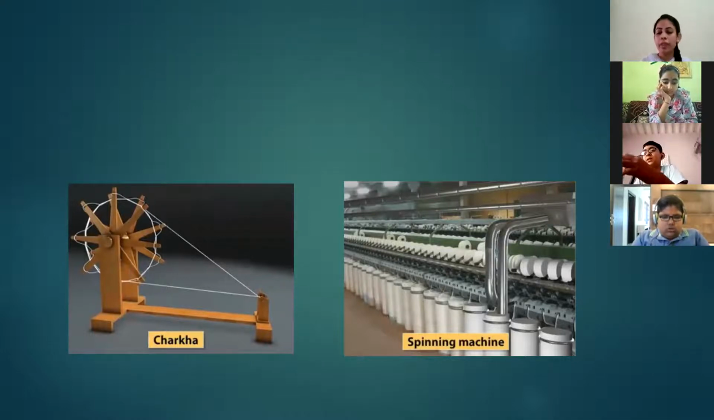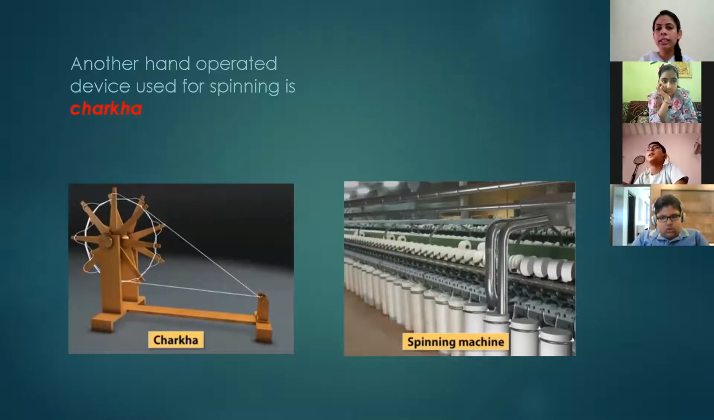So when we have to obtain yarn on a large scale, we use a spinning machine. What is the use of a spinning machine? It is less time consuming. The other use is that it can be used on a large scale for producing so much amount of yarn. It is a fast process rather than the charkha and spindle that we have discussed now.